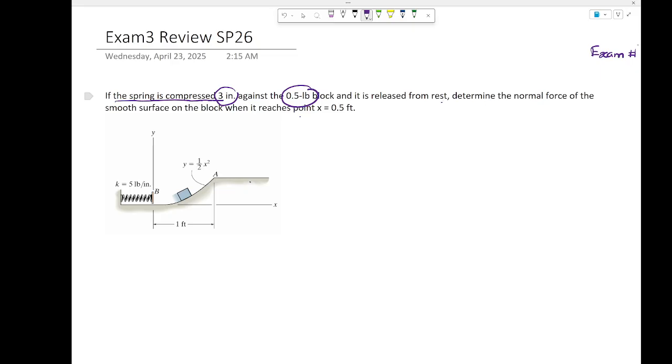Determine the normal force of the smooth surface on the block when it reaches the point x equals 0.5. So see the block here on the slope, Joe? It says here the x value is 0.5. Make sense? So you see this is your 0 point. You agree, Joe? Okay, so x is 0.5 here.